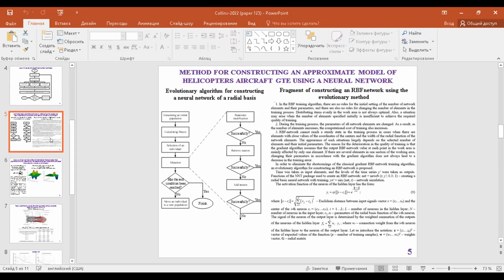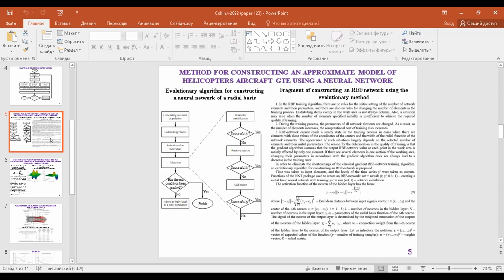An analysis of neural network architectures used in solving the problem of multicriteria optimization was carried out. The choice fell on a radial basis neural network, RBF. For RBF network training, a gradient algorithm based on minimizing the objective function of the network error is used.